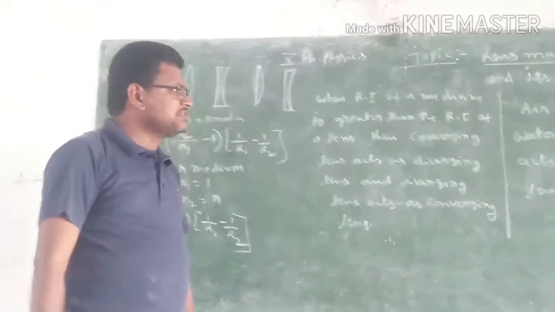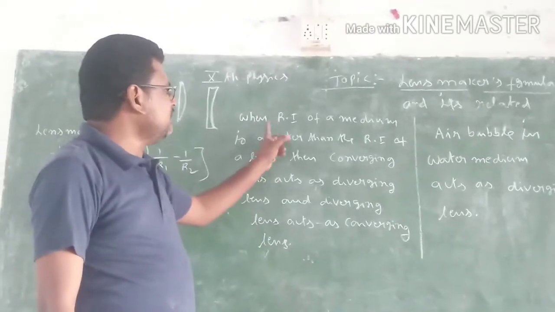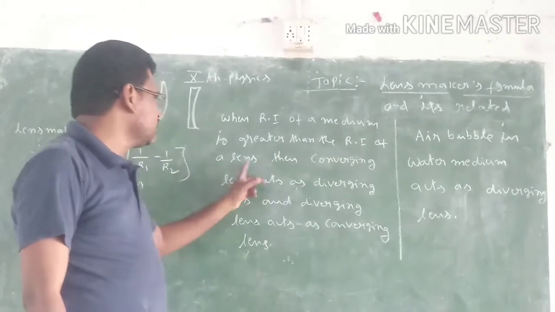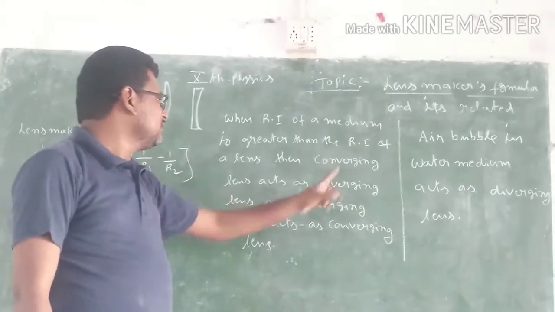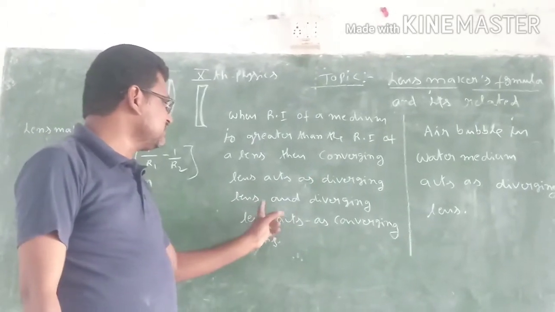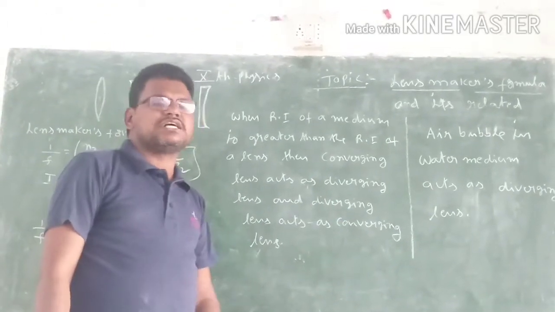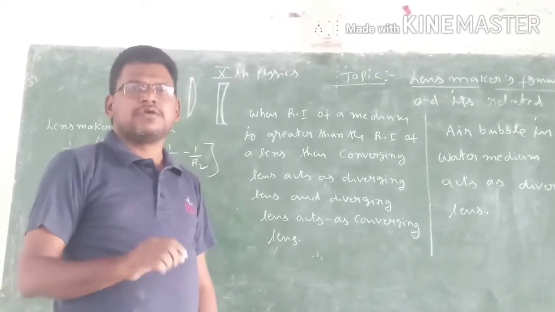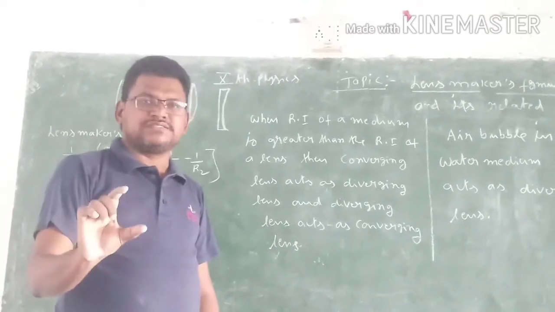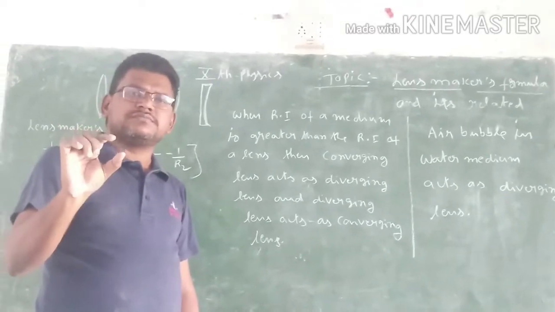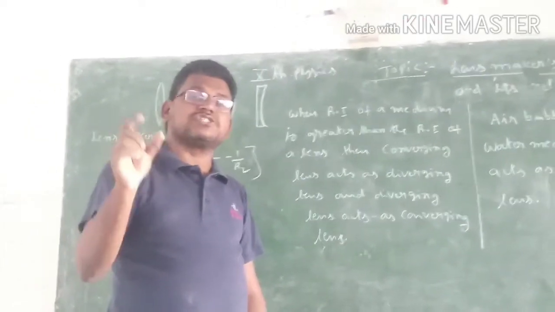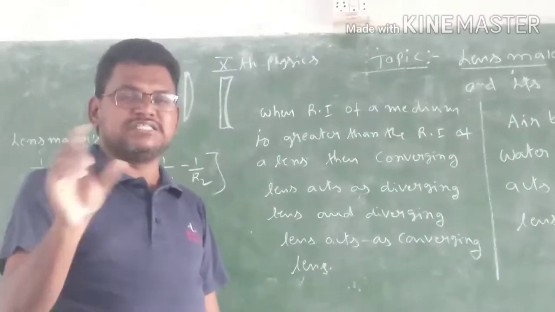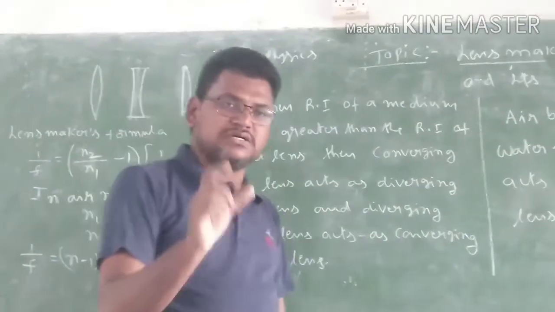Now see here, just before I explain: when the refractive index of the medium is greater than the refractive index of the lens, then the converging lens acts as a diverging lens and the diverging lens acts as a converging lens. So this is very important. Remember, when the refractive index of the lens is less than the refractive index of the medium in which it is kept, then the converging lens acts as a diverging lens and the diverging lens acts as a converging lens.